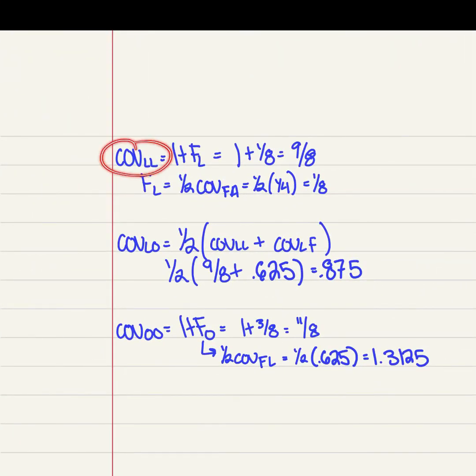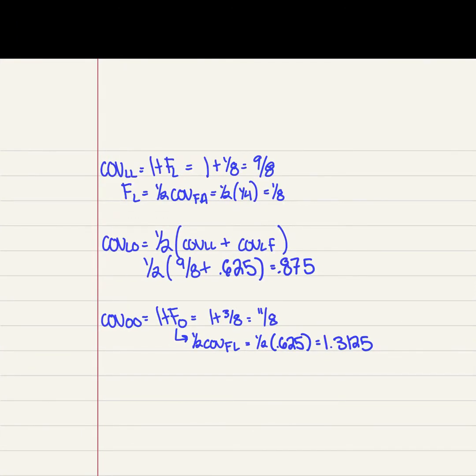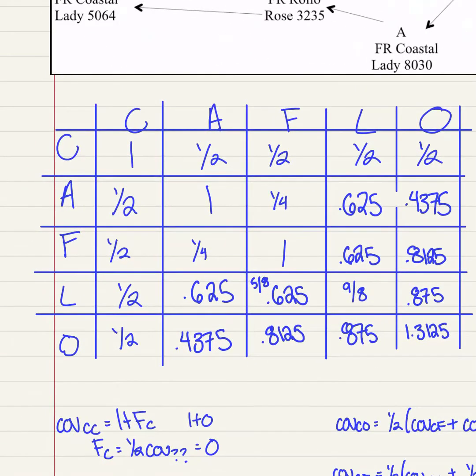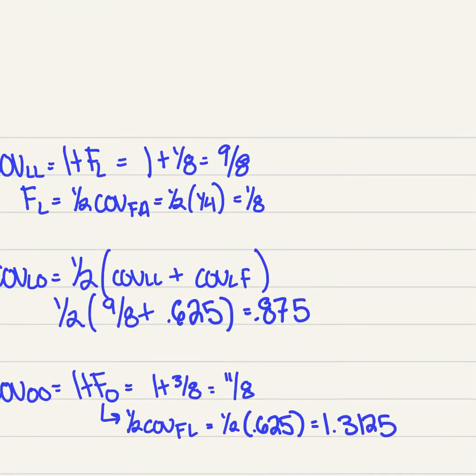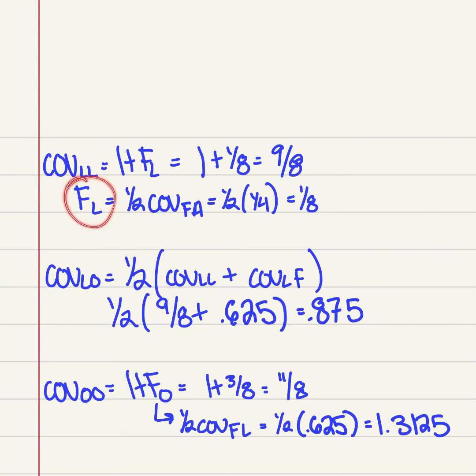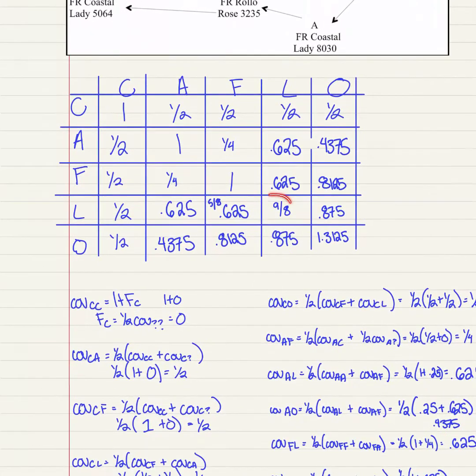The covariance of an animal with itself, or L with L, is 1 plus the animal's inbreeding coefficient, so 1 plus F of L. F of L is equal to half the covariance of L's parents, which we just established were F and A. We can go back to our chart, and the covariance between F and A is a quarter. So we plug that in right here. So we know the inbreeding coefficient of L is 1/8. So we go ahead and plug that in back up here. So the covariance of L with itself is 1 plus 1/8, which is 9/8. And so that goes right here.